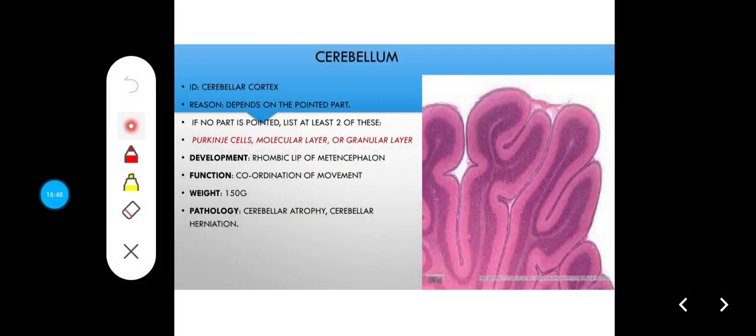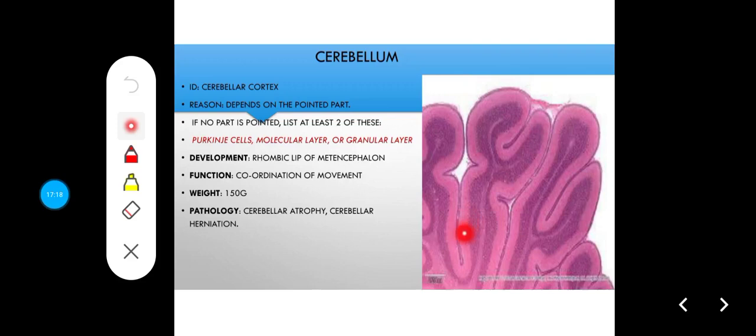Okay, so for the cerebellum, the cortex is also layered, just like you see in the cerebrum. But the cortex here contains three major parts: the outer molecular layer, then a single layer of Purkinje cells. So note here that you find Purkinje cells and not pyramidal cells.